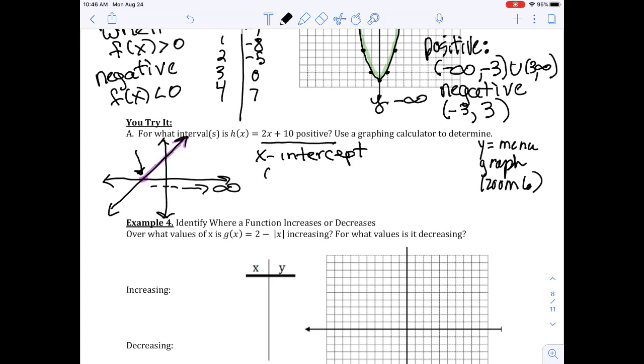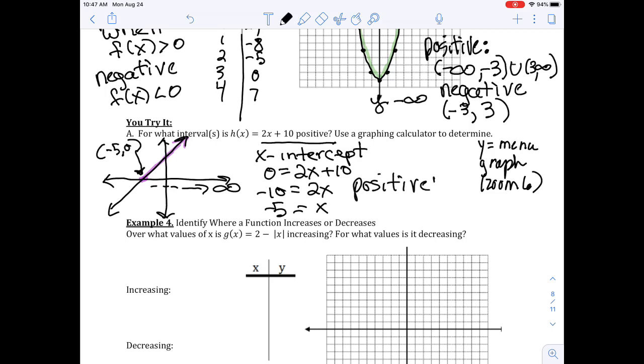Well, I know to find the x-intercept, I plug in 0 for y. So 0 equals 2x plus 10. Negative 10 equals 2x. X equals negative 5. So this is the point negative 5, 0. And so to describe where the function is positive, remember, everything is read left to right. It would be from negative 5, and notice rounded bracket because we're not including it, to infinity.